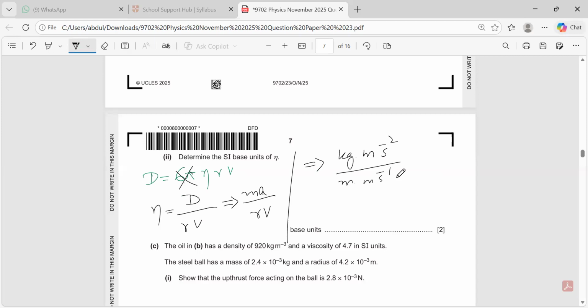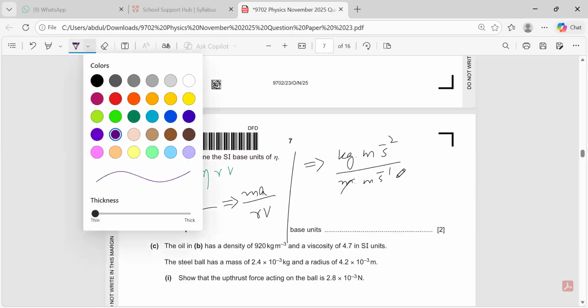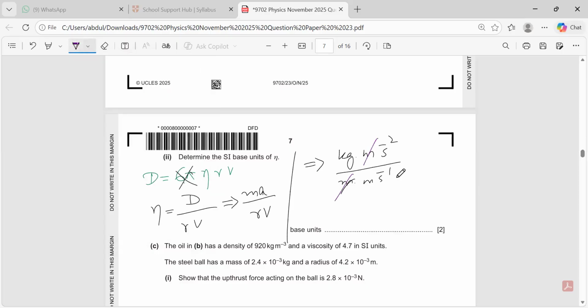So on simplification, meter cancels with meter, and s raised to power minus 2 with s raised to power minus 1. So what is left behind? Kilogram per meter, per second. You know, s raised to power minus 1 will be combined with minus 2 and still minus 1 will be left there. So that's simple, 2 marks, not a big deal.